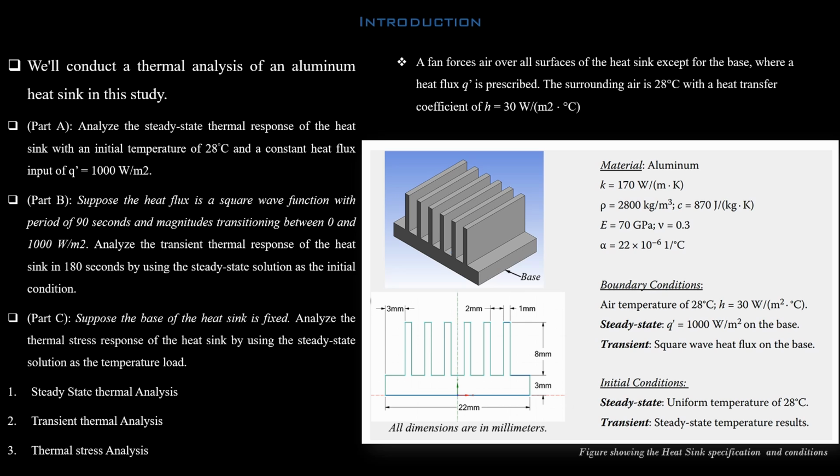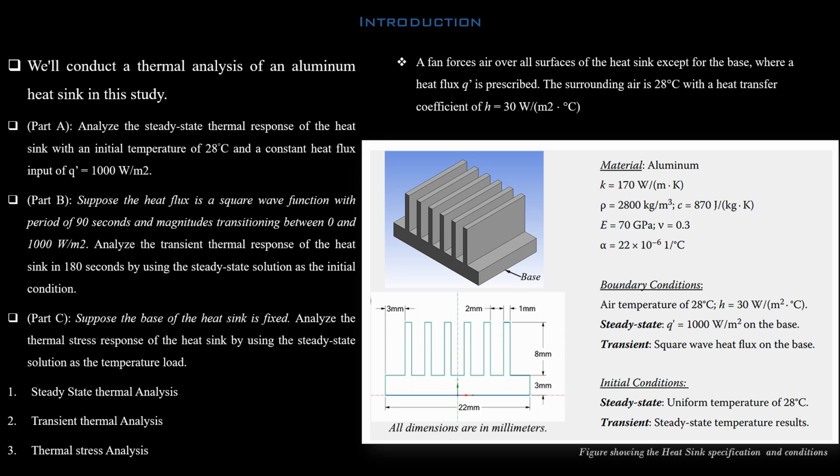Our heatsink is made of aluminum, and the properties of such is that we apply a thermal conductivity of 170 watts per meter Kelvin and also a density of 2,800 kilograms per meter cube, and we'll also apply a specific heat of 870 joules per kilogram Kelvin, and also we'll add a thermal expansion coefficient and a Young's modulus of 70 gigapascals and also a Poisson ratio of 0.3.